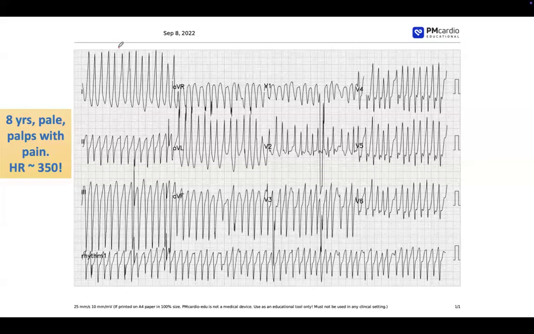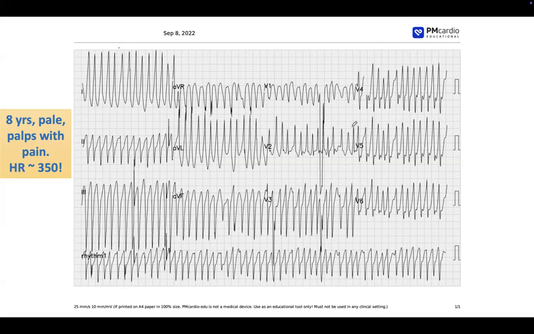Another case, an 8 years old who presented with palpitations, pale, very rapid heart rate. So it's a wide complex, VTAC, irregular. Just say wide complex irregular rhythm. Monomorphic or polymorphic? It doesn't look monomorphic.